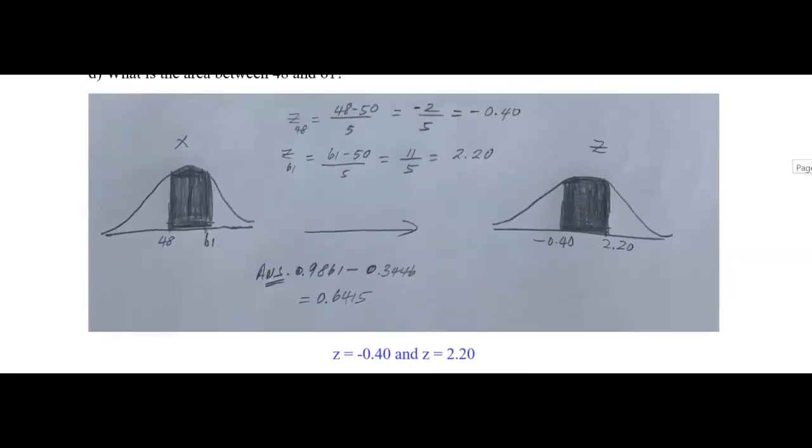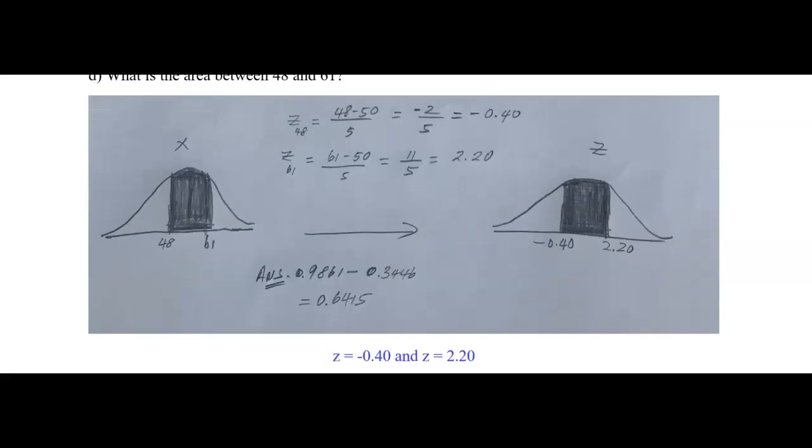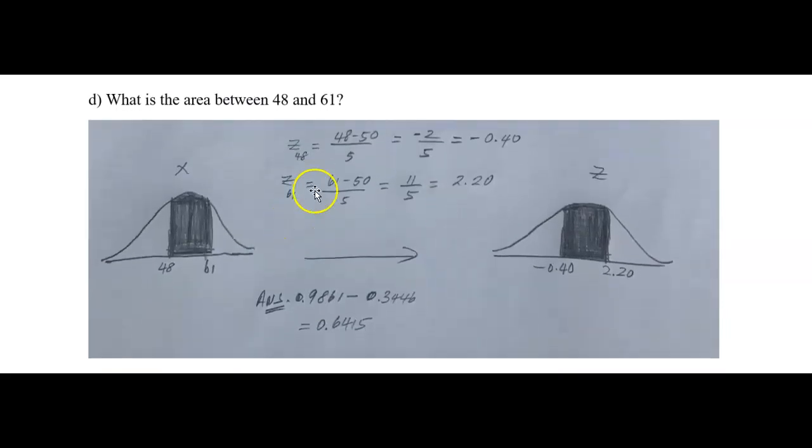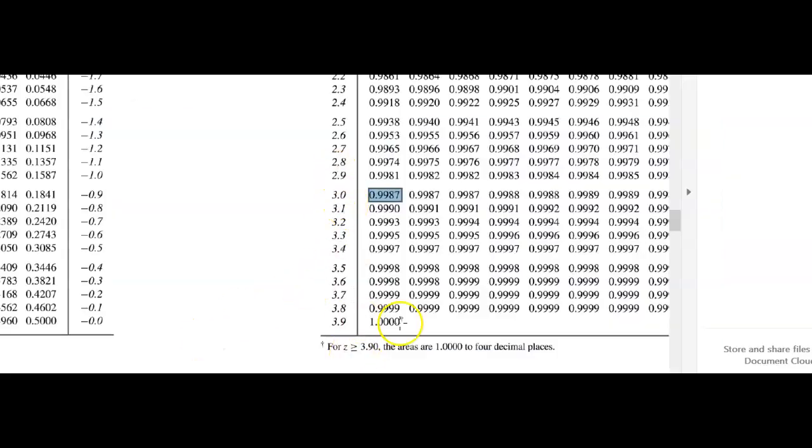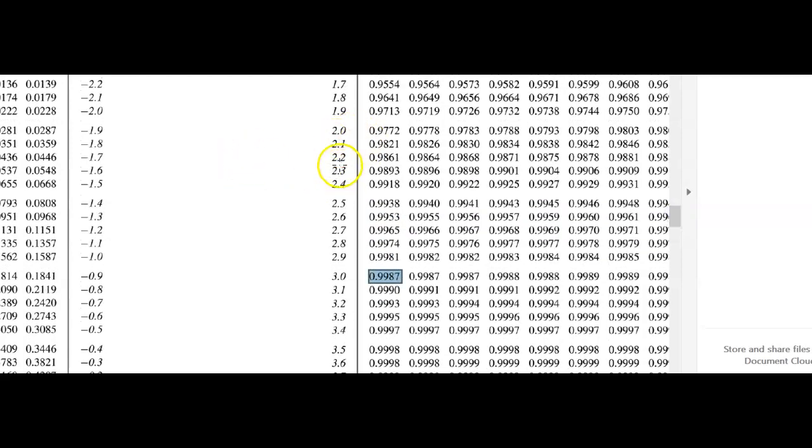The area between 48 and 61: well, the z-score for 48 is negative 0.40, I did the calculations here, and the z-score for 61 is 2.20. So to find the area between two values, I need to find the area for 2.20. That's this number here, 0.9861.